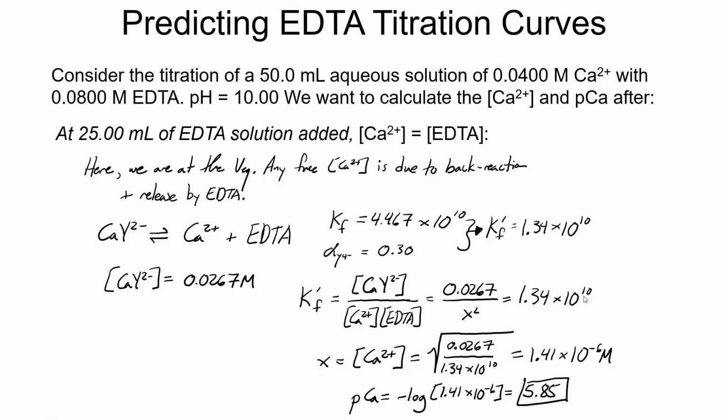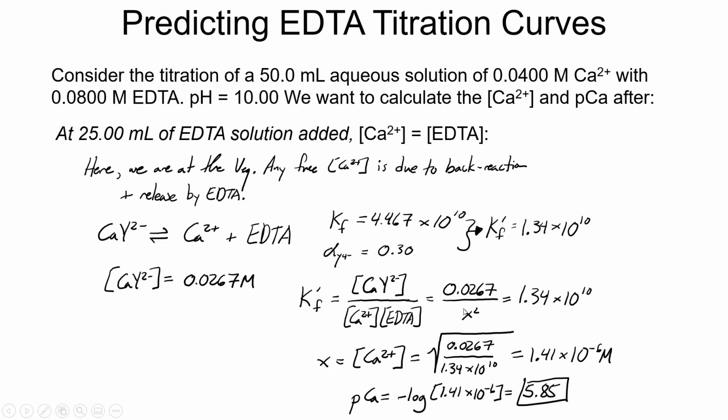Thinking this through in a modified ICE table, the equilibrium concentration of CaY2- should be 0.0267 molar minus X, and because our K'f is large, we're justified at this pH in dropping the minus X term from the numerator, and then because both the calcium and the EDTA are produced by the back reaction of the CaY2-, at the endpoint, we have X squared in the denominator.